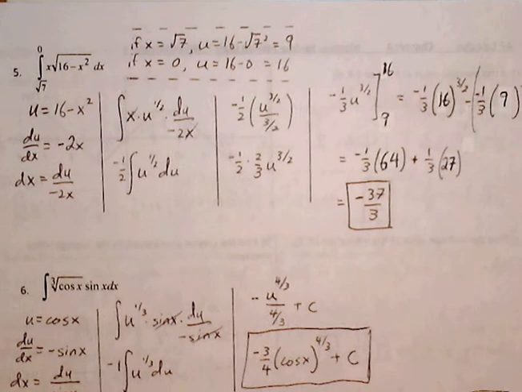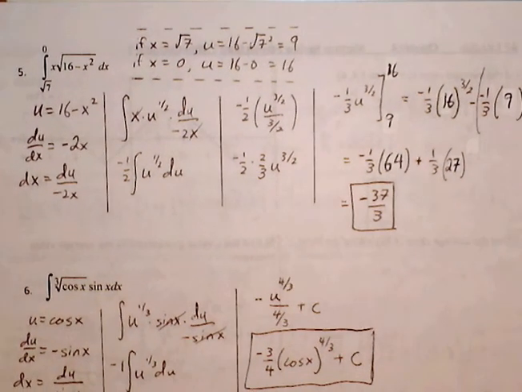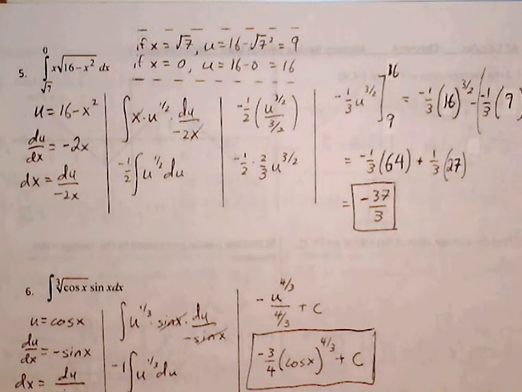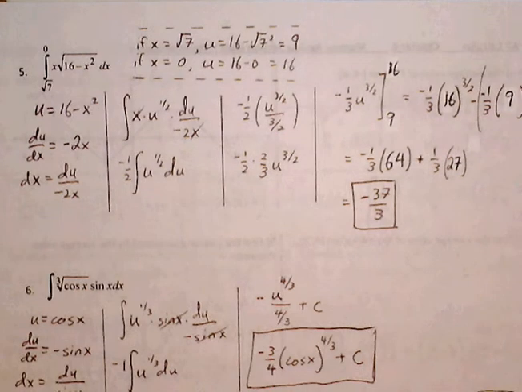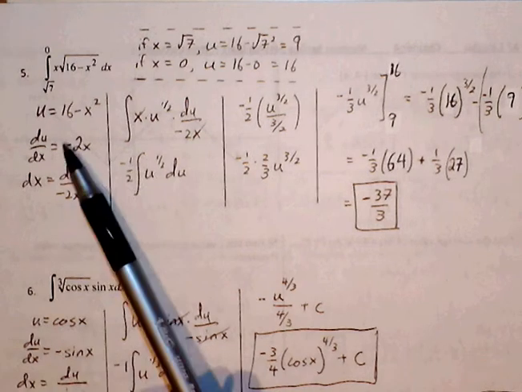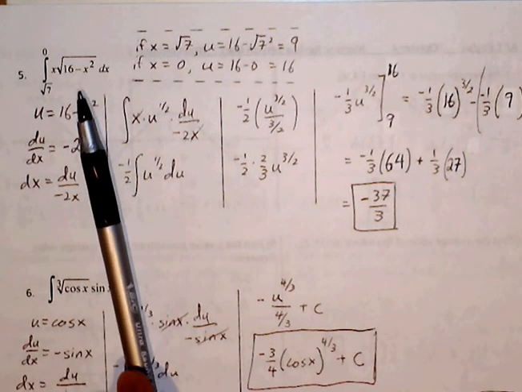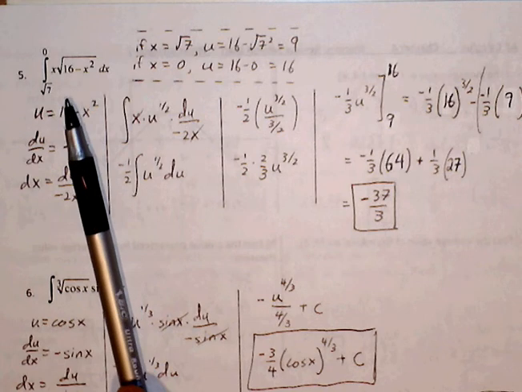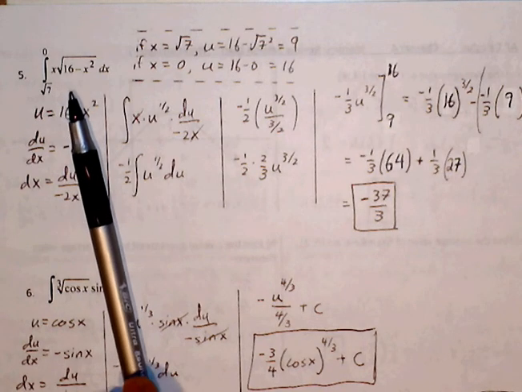All right, this is morning review, chapter 4 test, morning review continued, and this is the non-calculator portion. So number 5, find the definite integral of x times the square root of 16 minus x squared from square root of 7 to 0.